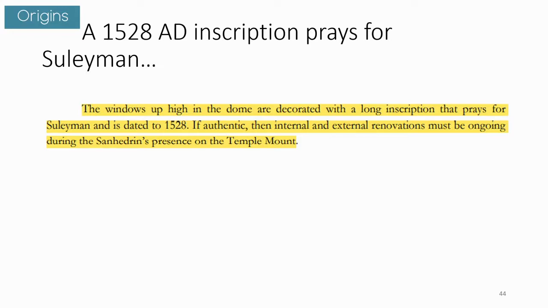And we also, at that time, have a 1528 AD inscription which prays for Suleiman. The windows up high in the dome are decorated with a long inscription that prays for Suleiman and is dated to 1528. If authentic, then internal and external renovations must be ongoing during the Sanhedrin's presence on the Temple Mount. Now, I've no way of knowing if AJ Deus is merely speculating about this idea of a Sanhedrin assembling in Jerusalem, so that requires confirmation, but we'll take it on face value at the moment.